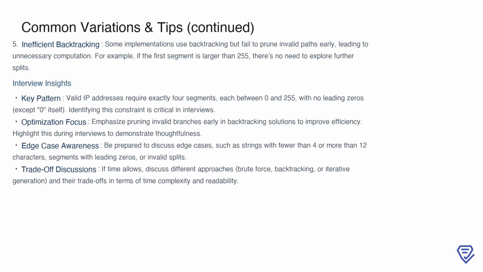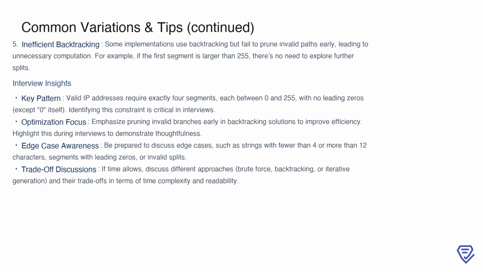Another challenge is inefficient backtracking. Some solutions explore paths that could have been pruned earlier, wasting precious computation. For example, if the first segment exceeds 255, there's no point in exploring further splits down that path. Now, in interviews, it's crucial to recognize key patterns, such as the requirement for exactly 4 segments, each between 0 and 255, with no leading zeros except for the single-digit 0. Optimizing backtracking by pruning invalid branches early is a great way to make your solution more efficient and demonstrate thoughtfulness.